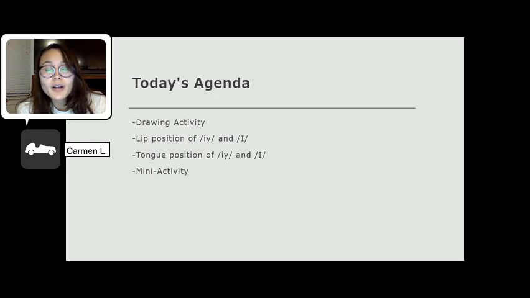Today we are going to do a drawing activity. Then we are going to learn about the position of our lips when we pronounce E and I. We are also going to learn about the position of our tongue when we pronounce E and I. And we are going to wrap up class with a mini activity.